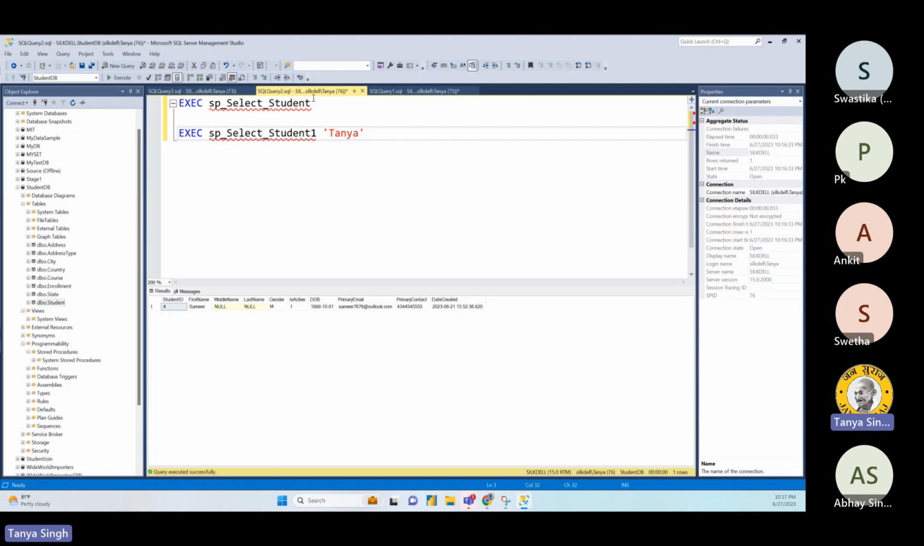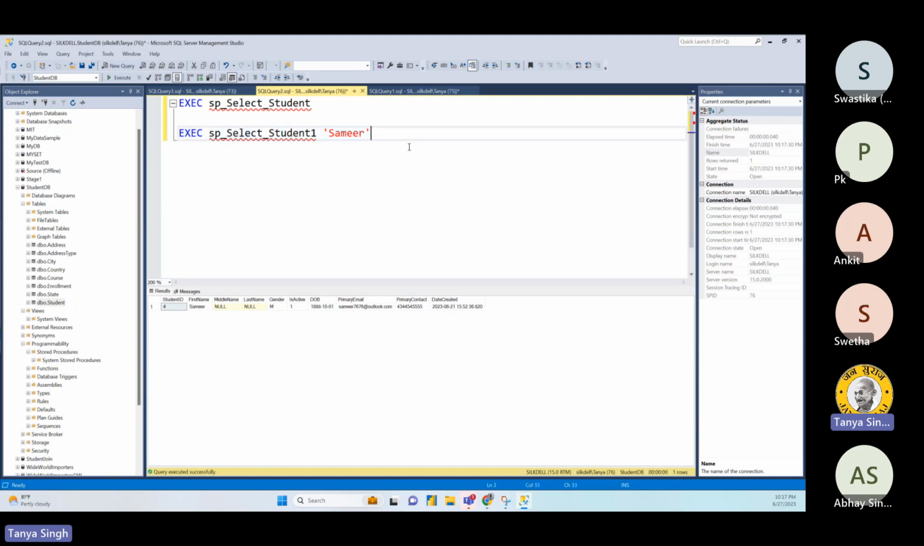Now see, when you run these two, it will return Tanya. If I change Tanya to Samir, it will return Samir. So it's dynamic by nature. With the same procedure, you change the parameter and it works. That's where you use the parameter.